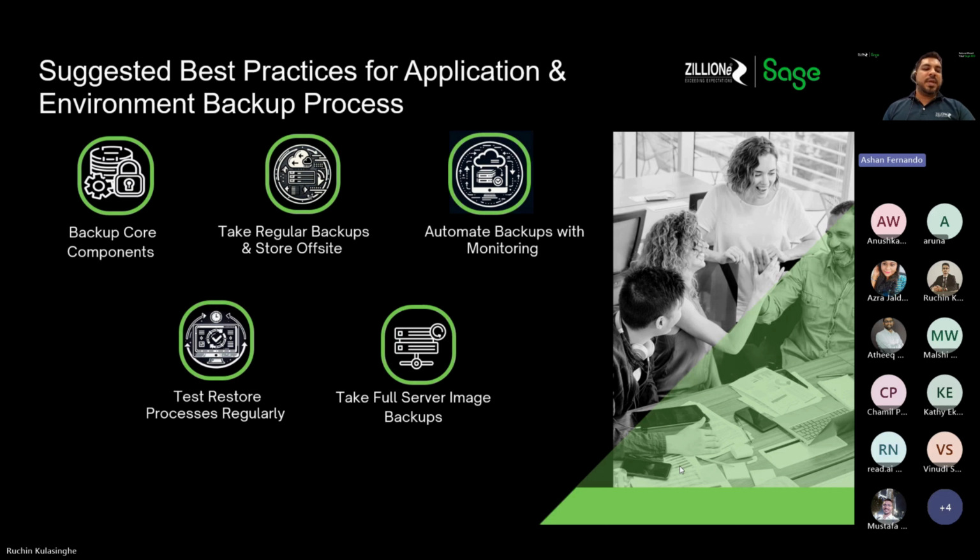Here I just need to mention the points. There are 5 points. As a first point, backup core components. What are the core components? The core components are the Sage 300 folder and the backups of Sage 300. And if you have integrations, you need to back up those folders, and also the setup file, because when something happens to your server, like a ransomware attack, everything is encrypted and you can't recover it on your server.